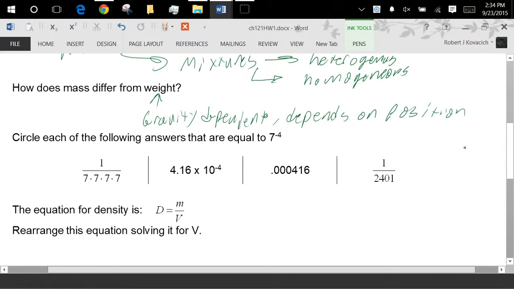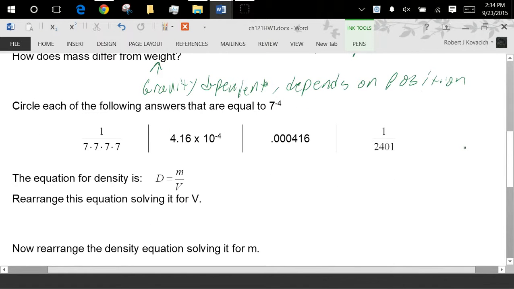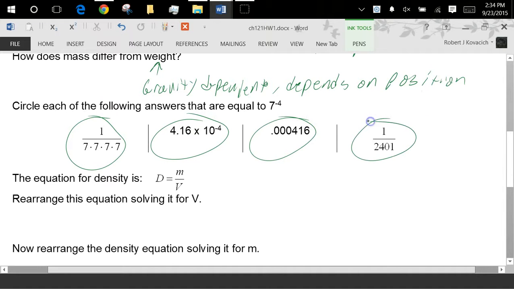How about this next one? What are we circling? We're circling all of them, right? Math is a lot like the English language. How many different ways can you say stop? More than one, right? So how many different ways can I write 0.00416? Well, there's 4 ways there, and there are several other ways you can write it as well. So we're going to need to be able to use all of those methods.